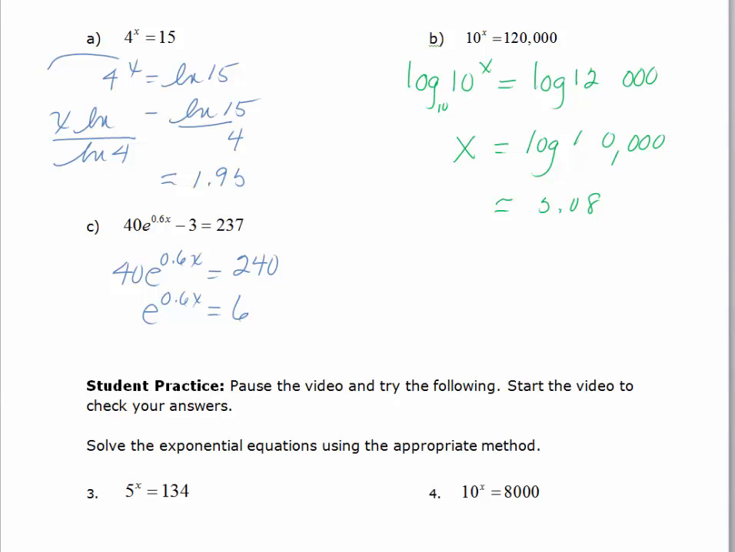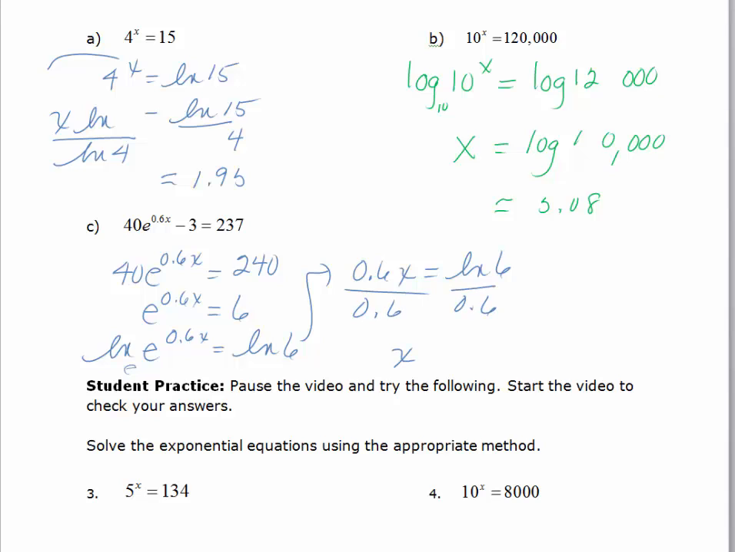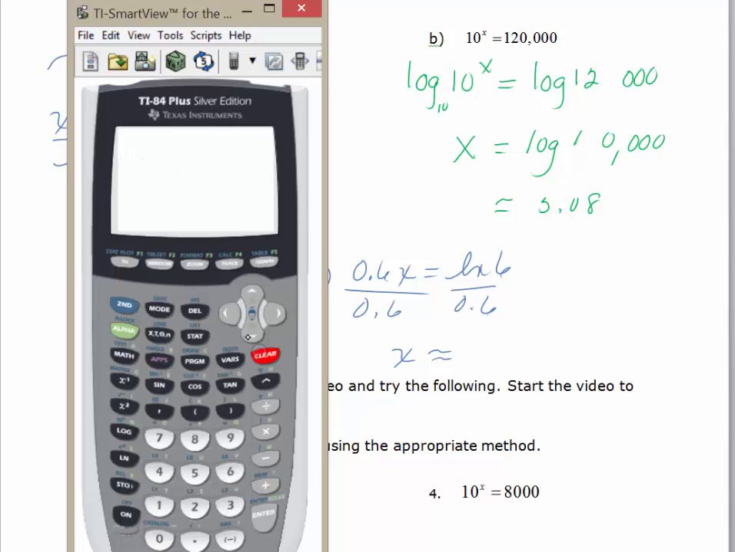In this case, I'm going to take the natural log of each side. The natural log of e to the 0.6x is equal to the natural log of 6. Now the natural log of e to anything is just that exponent, remember, because the base here is really an e. So this leads us to 0.6x is equal to the natural log of 6. I'm going to divide each side by 0.6. So x would equal the natural log of 6 divided by 0.6, or let's put this in our calculator to get an approximate answer.